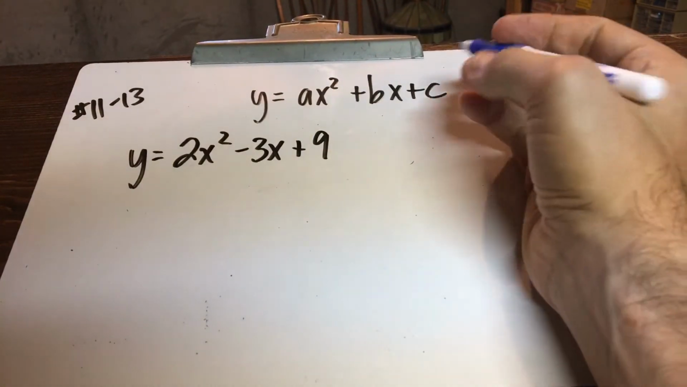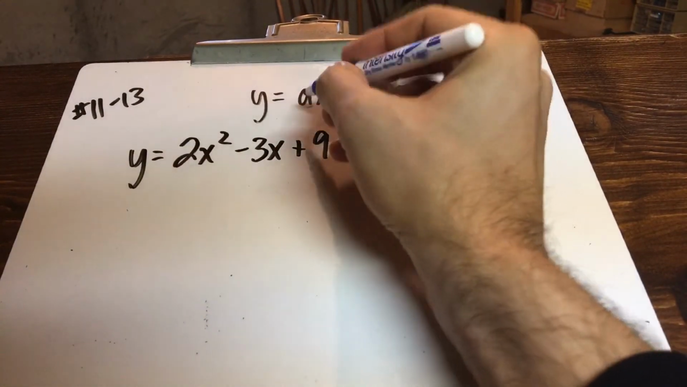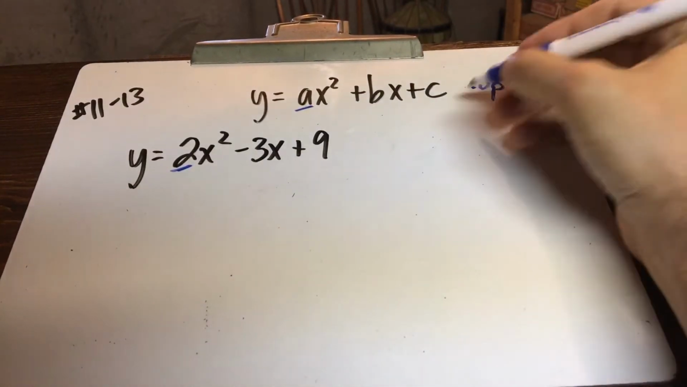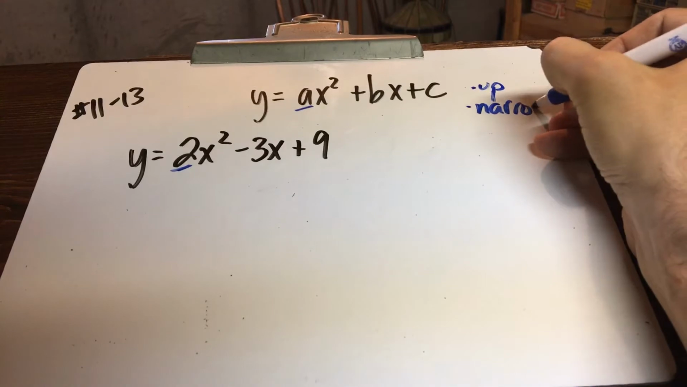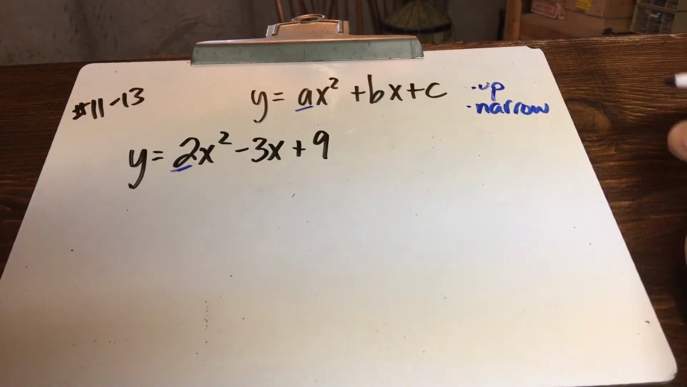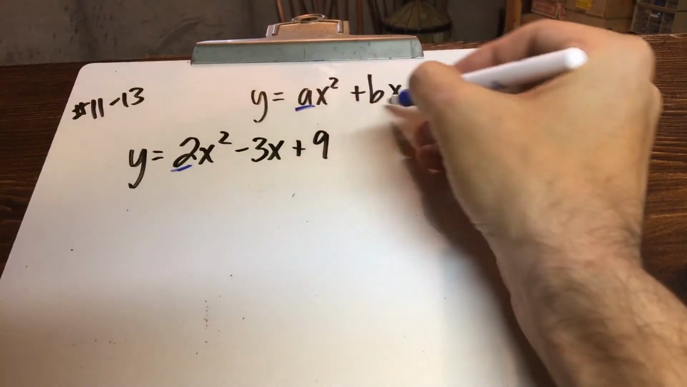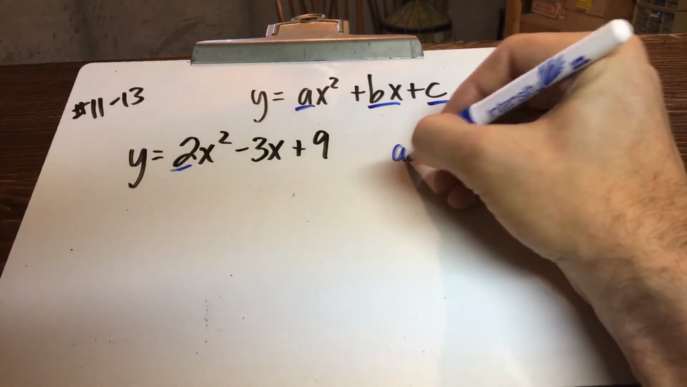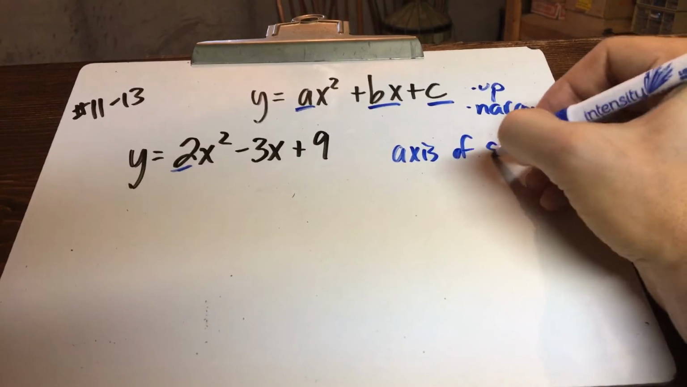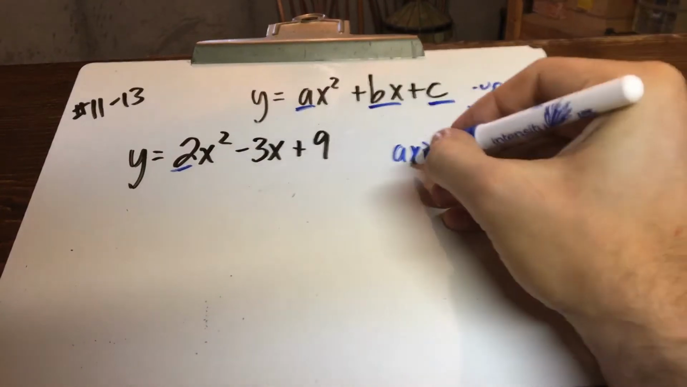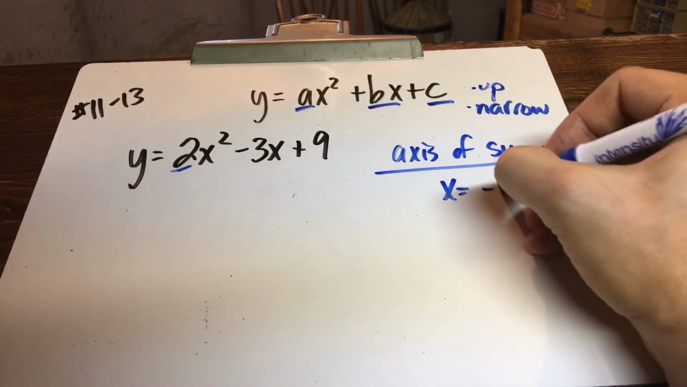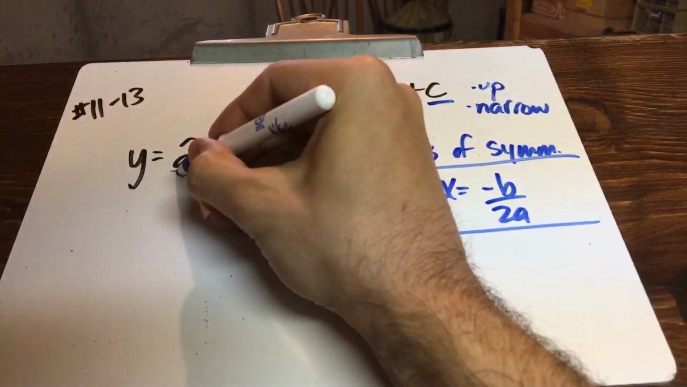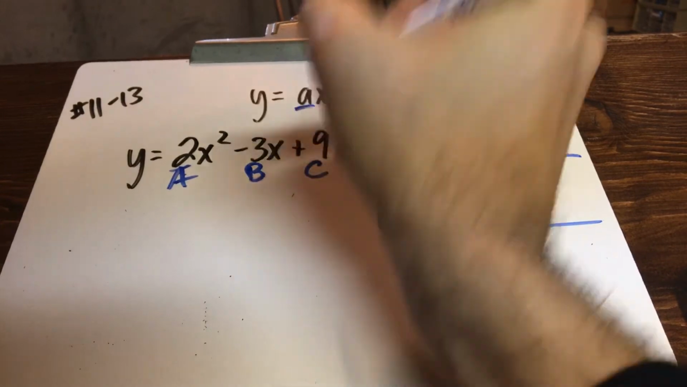So this one, I can't just look at it. I know that my letter a is positive, so I know this thing opens up. I know that it's kind of narrow, but now I don't know the vertex or the y-axis. Remember how we did this? When we have all 3 terms, remember we had something called the axis of symmetry, right? The axis of symmetry had this formula, x equals -b over 2a. You know how this is the a, this is the b, this is the c, right?